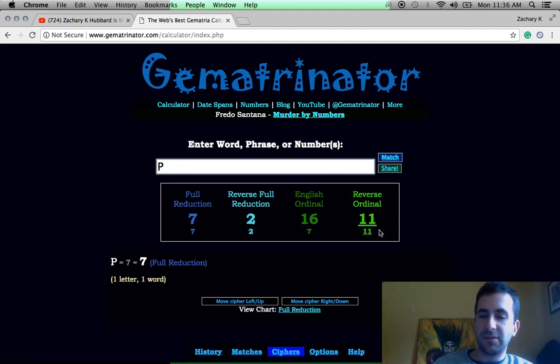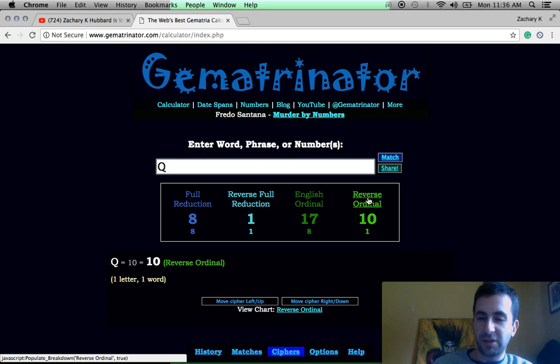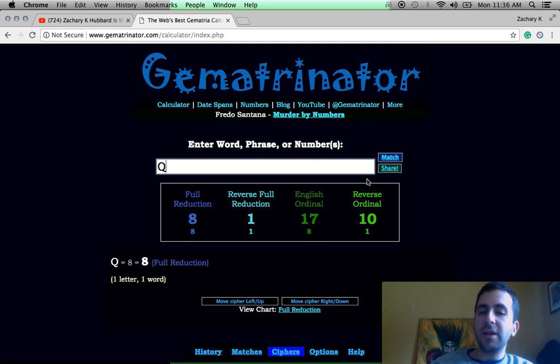You see this? The next letter is Q. Q is the 17th. 27 minus 17 is 10. You understand? So all of this is based on the alphabetic order. And in the reverse full reduction, you're just using the rules of numerology on the reverse method.